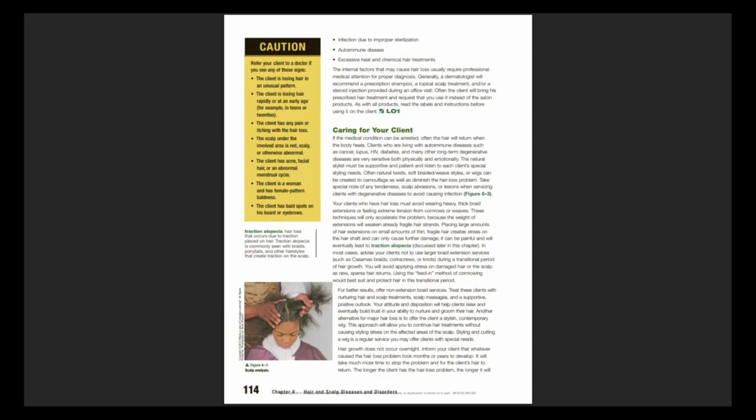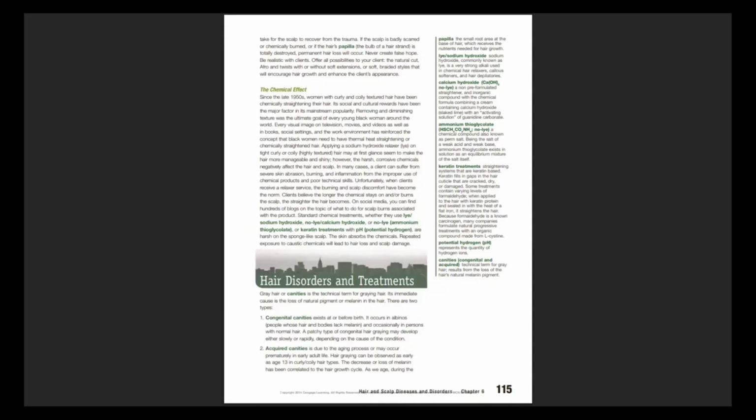The chemical effect. Since the late 1950s, women with curly and coily textured hair have been chemically straightening their hair. Its social and cultural rewards have been the major factor in its mainstream popularity. Removing and diminishing the texture was the ultimate goal of every young Black woman around the world.